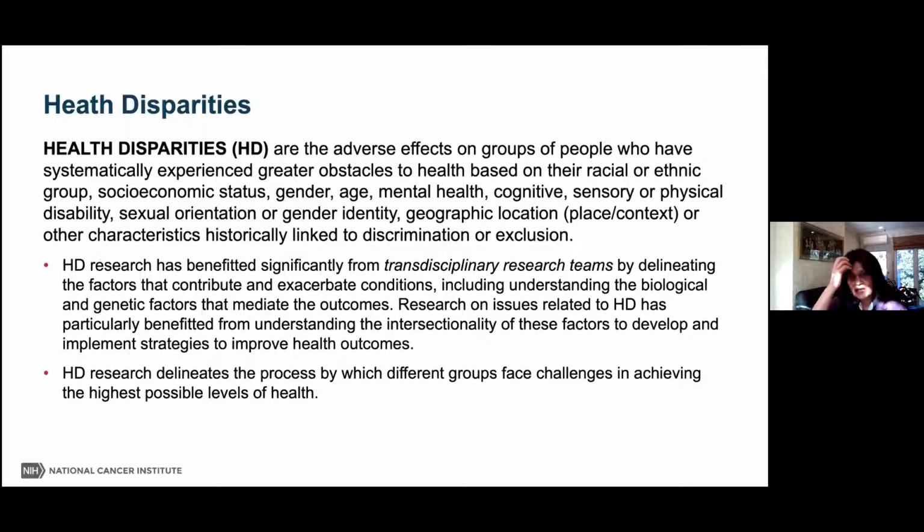So disparities at the NIH level has generally been a very narrow definition, but within the division that I work in, we've had a very broad definition for more than 18 years. So we take into account not only SES and race, but we take into account gender, age, mental health, cognitive, sensory, or physical disability, sexual orientation or gender identity, geographic location, and other factors historically linked to discrimination or exclusion.